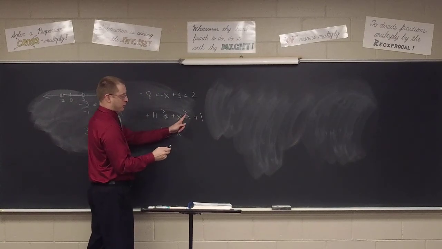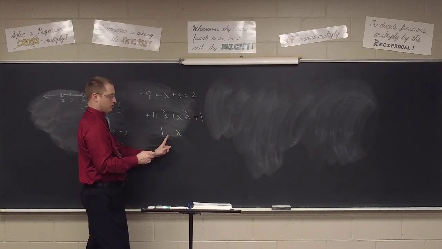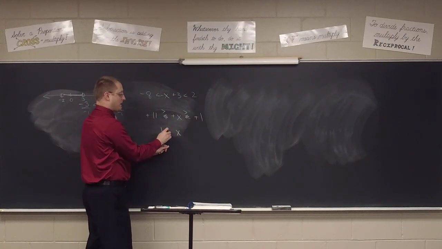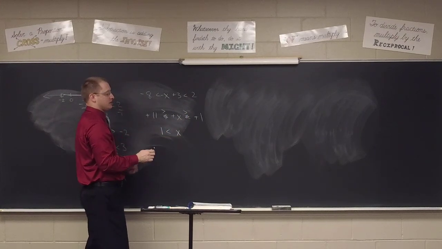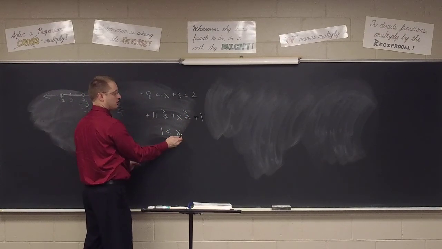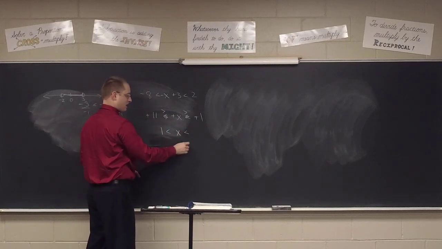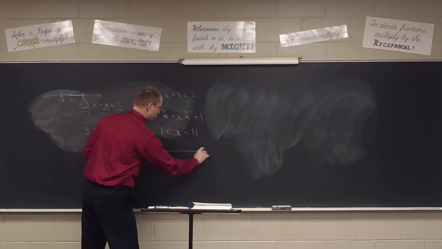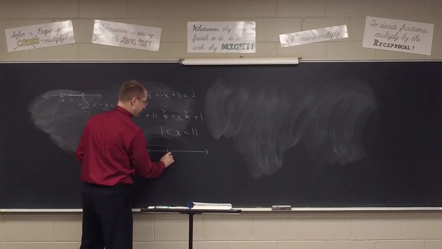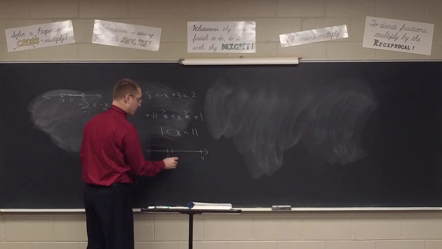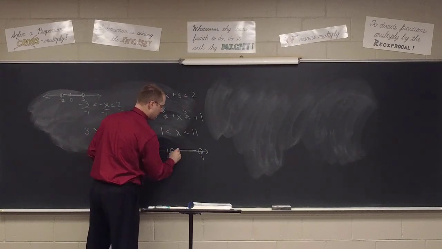Now, where does the mouth open for this symbol here? Right, it's got to be aiming at the x, so 1 is less than x. And x is now less than the 11. So again, on the number line, another open inequality looking something like that.